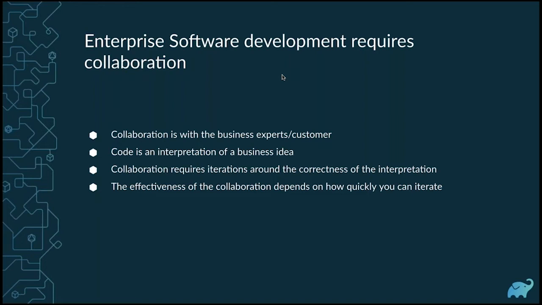And we need fast feedback cycles. And we need to have an effective dialogue with the business expert and or the customer to see whether our interpretation of the idea is what they had in mind. And again, the effectiveness of that collaboration depends on how quickly you can iterate. And again, the tool chain is pivotal here, how quickly those iterations can be.